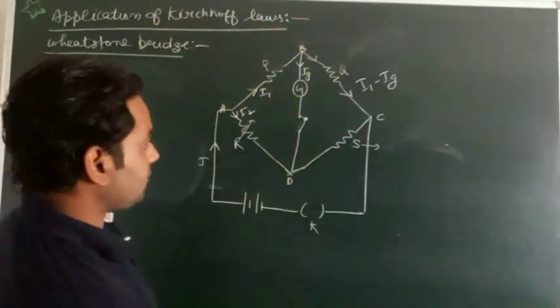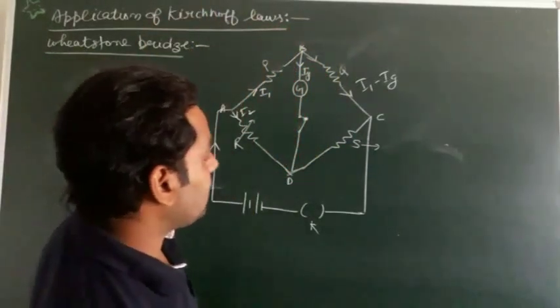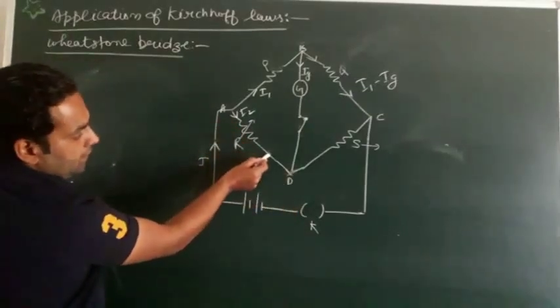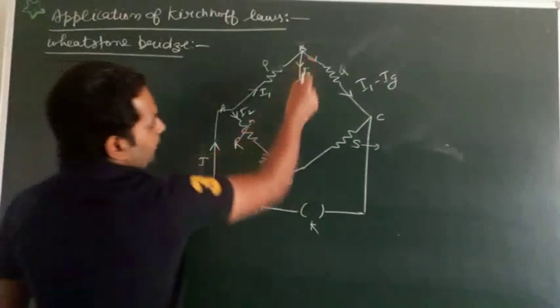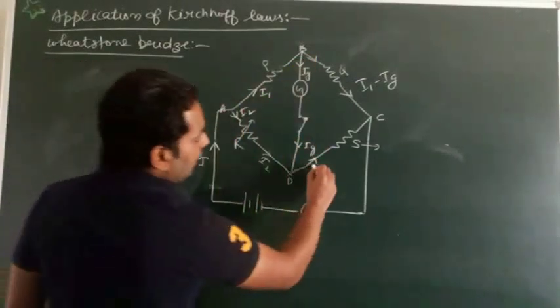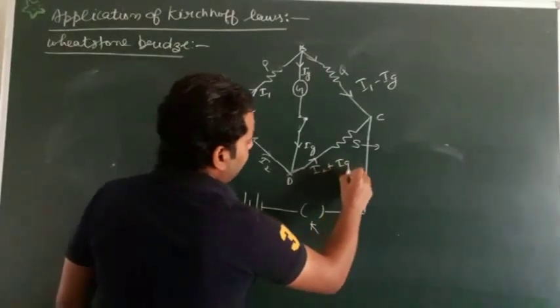Next, similarly the I2 current is coming here. So here is current I2. Here is coming current Ig. So in that arm, what is the current value? The current value is I2 plus Ig.